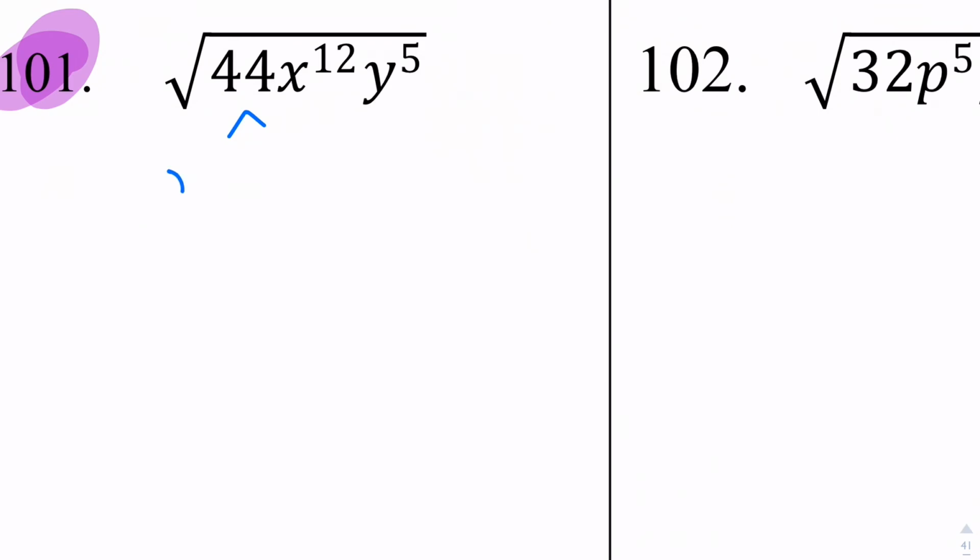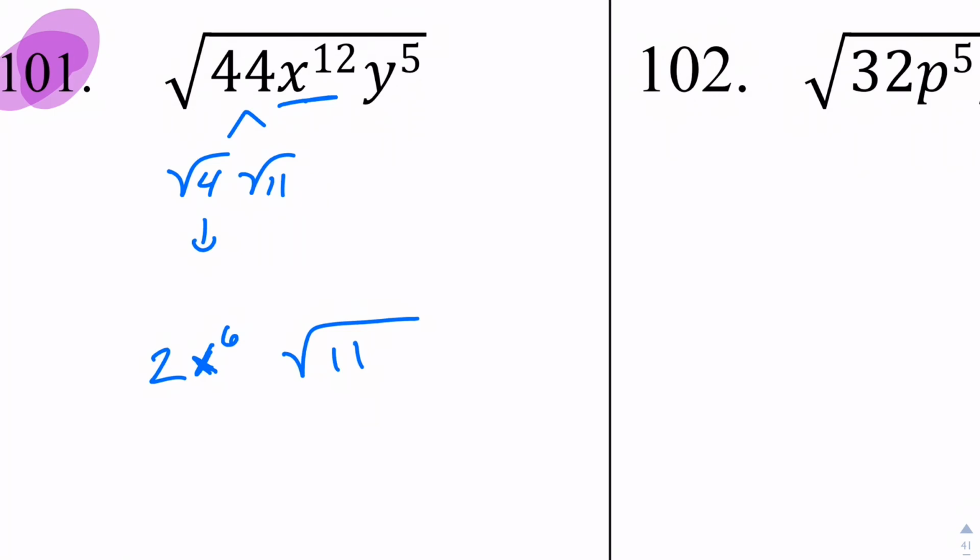44, that's going to be 4 and 11. Square root of 4 is 2, leave some space. Square root of 11, so x to the 12th. I have 6 pairs. There are no leftovers. I've used all 12 of them. But y to the 5th, I get 2 pairs with the 1 left over.